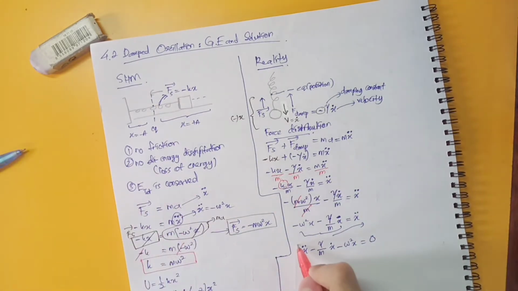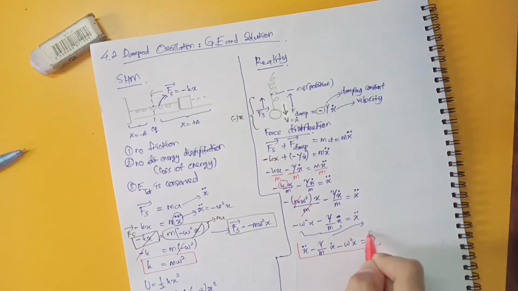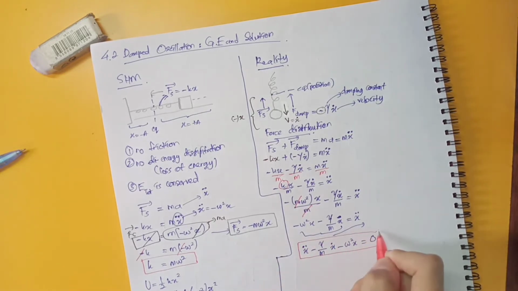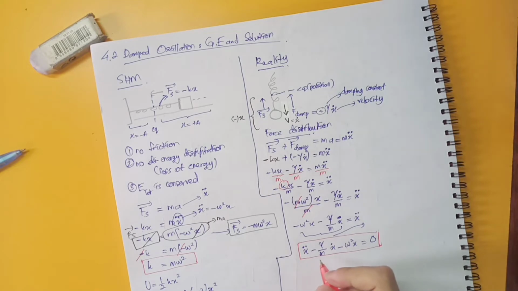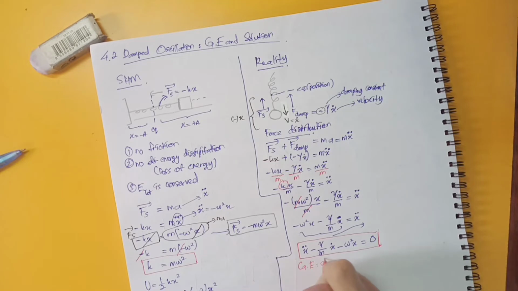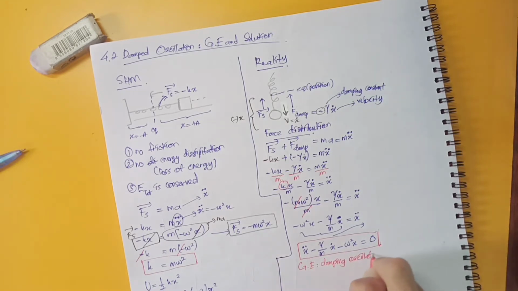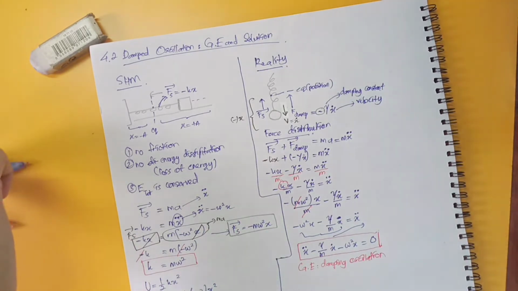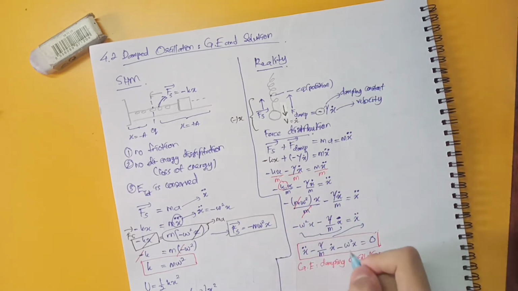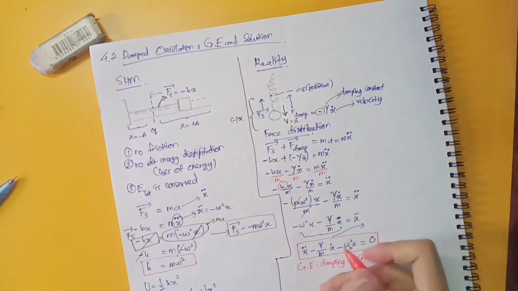So this is the general equation for damping oscillation. Notice that in the lecture note, this omega now becomes what we call omega naught. Omega naught.